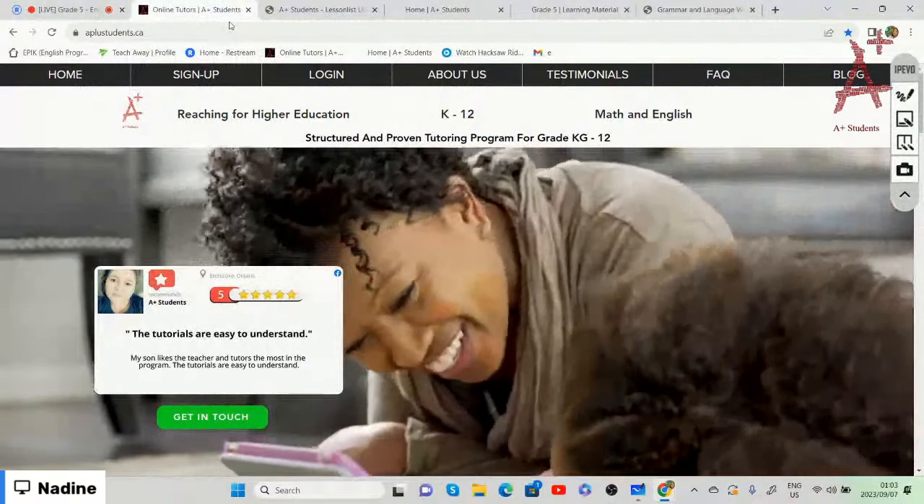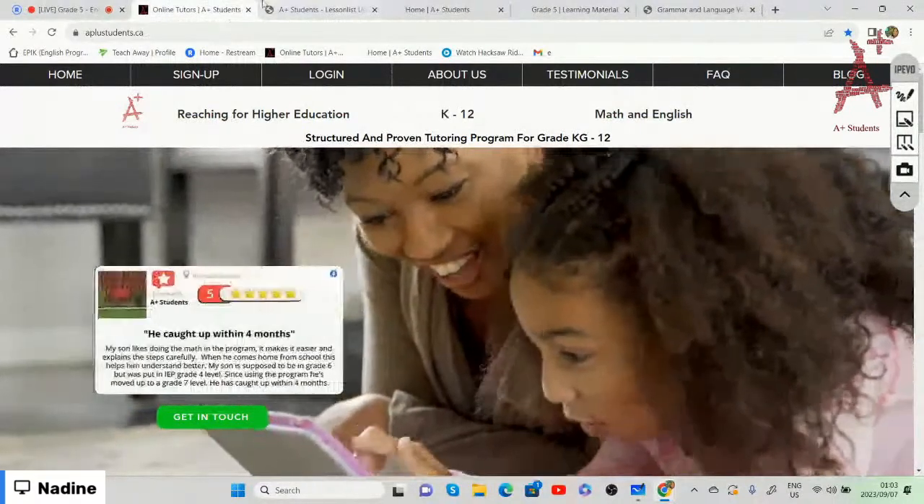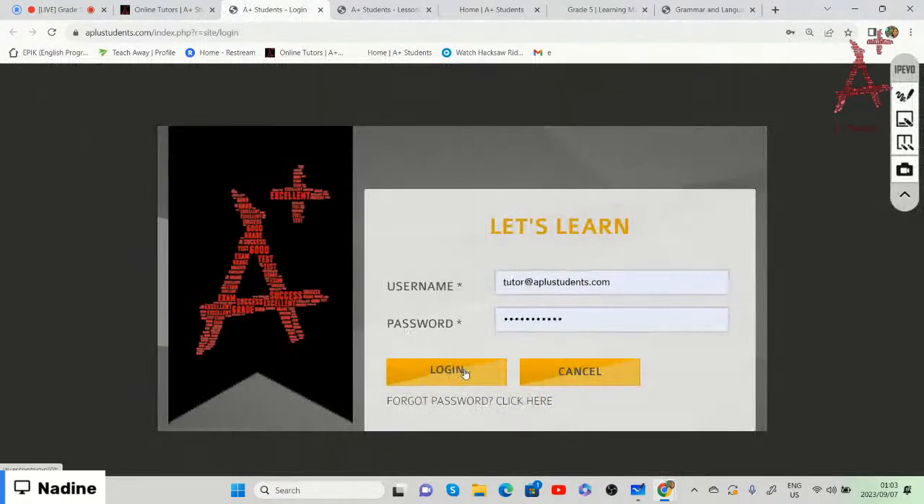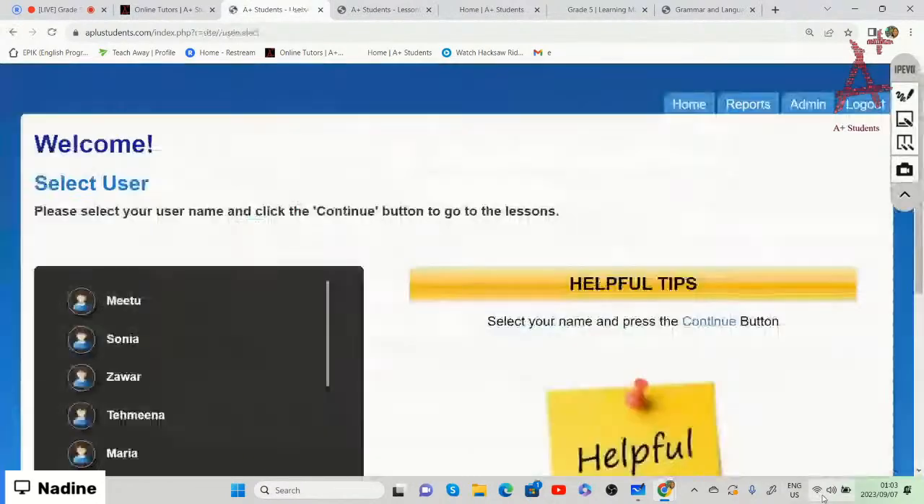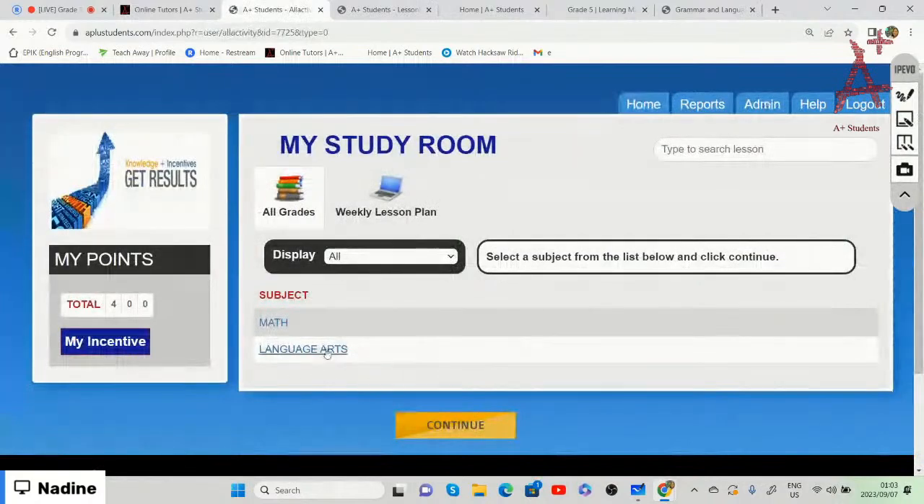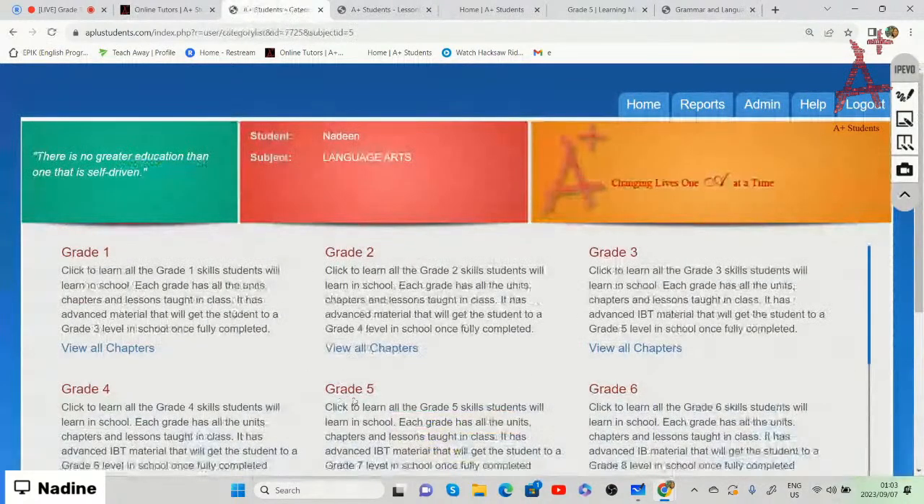All right, so before we start with our lesson, you're going to log in to aplusstudents.ca. You're going to log in with your username as well as your password. And then we're going to select the subject of language arts, grade 5.